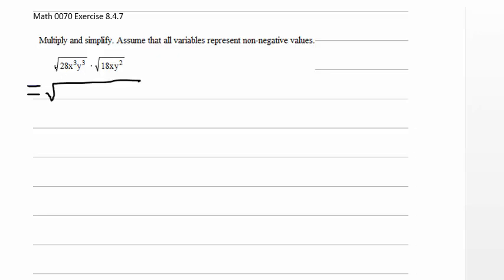So if I have the product of two radicals that have the same index, the only thing that needs to be the same here is the index of the radical. Here the index is an unwritten 2, since these are both square roots. So I'm going to multiply 28 by 18, and x cubed times x, times y cubed times y squared.